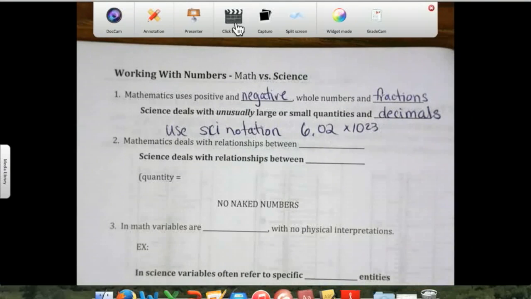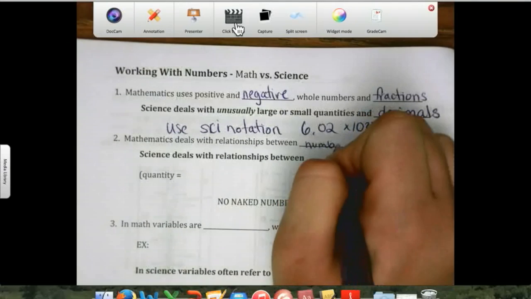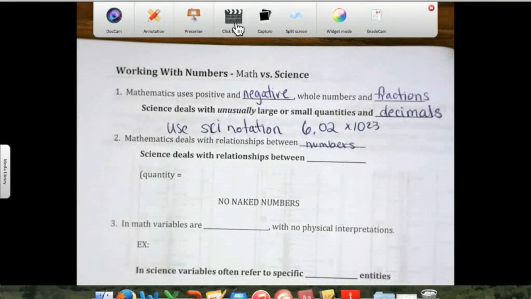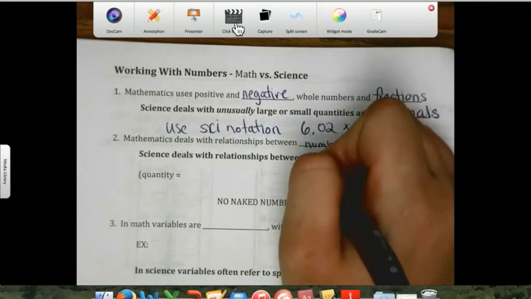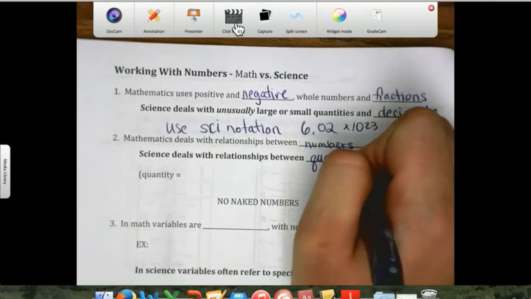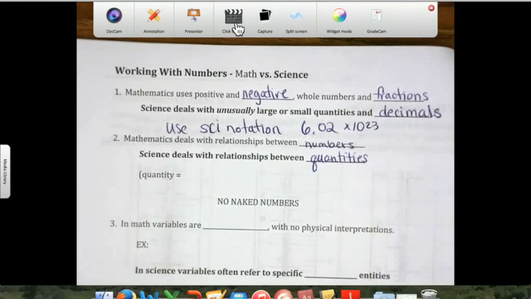In math, you usually are dealing with relationship between numbers. So you're looking for a relationship. If your instance for us is looking at 4 minus x equals 2, you're looking for that relationship between 4 and 2. In science, however, we are dealing with the relationship between quantities. Now, as we've discussed earlier, quantities are just a number of whatever object or stuff that you are looking at. So they sound similar, but they are not.